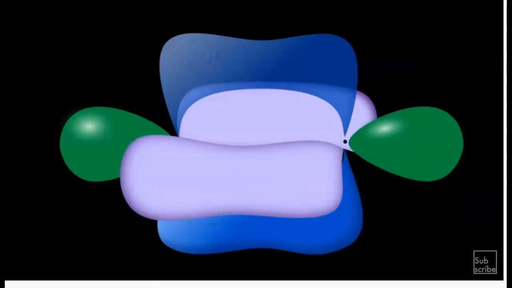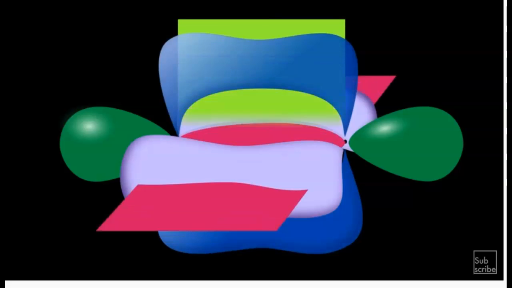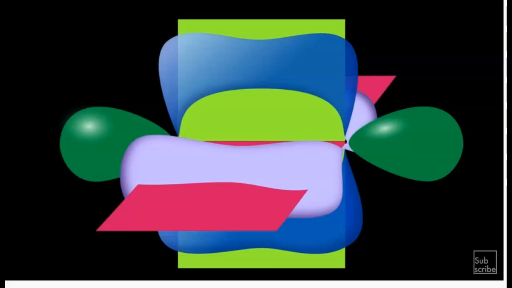Let's get rid of the sigma bond for a moment to take a look at something interesting. Each pi bond lies on a separate plane, and the two planes are perpendicular to each other, and so the two pi bonds are perpendicular to each other.